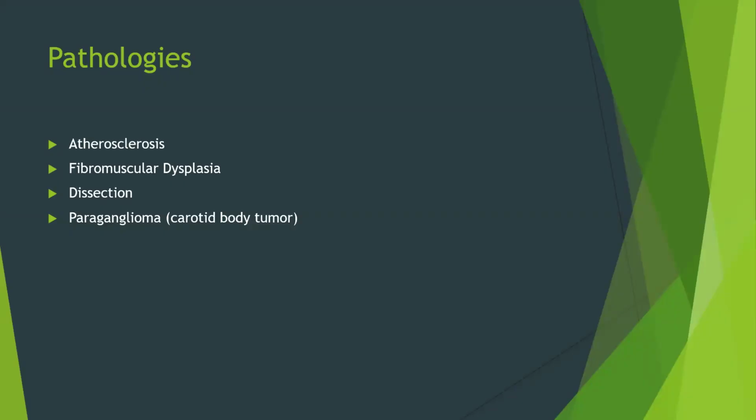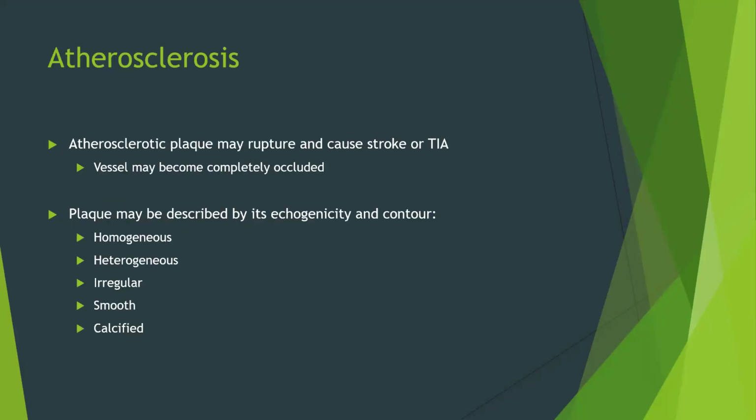So we'll talk about pathologies here. What are a couple pathologies? Atherosclerosis, FMD (fibromuscular dysplasia), dissection, paraganglioma, carotid body tumor, okay? Atherosclerotic plaque may rupture and cause stroke or TIA. It may rupture or it just may break off and cause stroke or TIA in the patient itself. So that's one of the indications that the patient would come in.